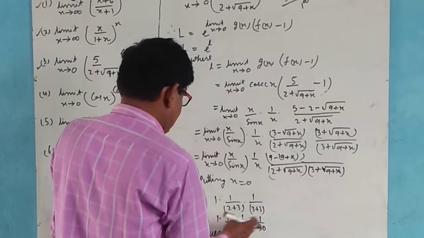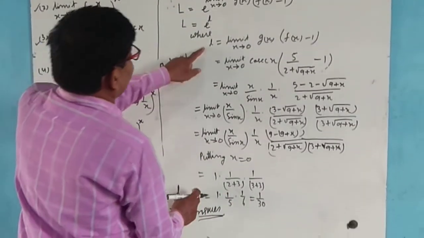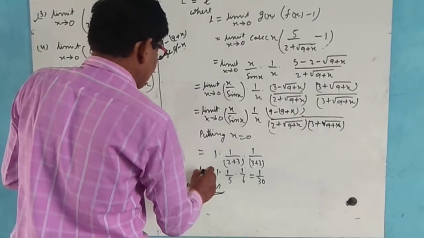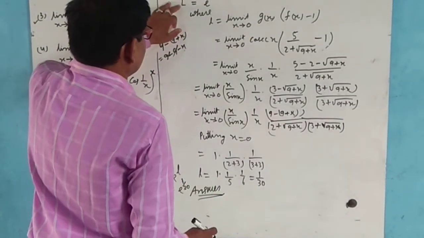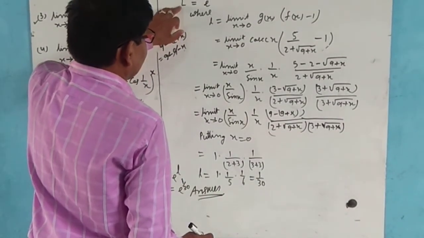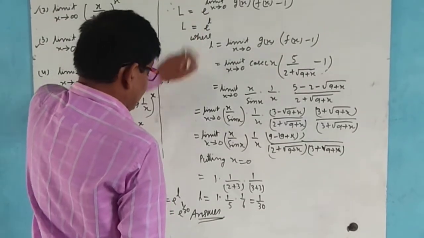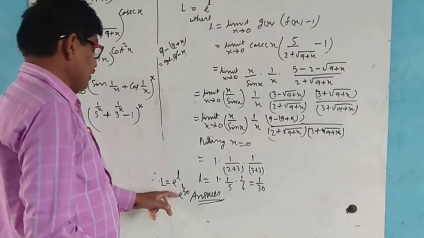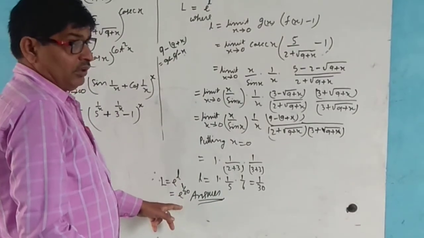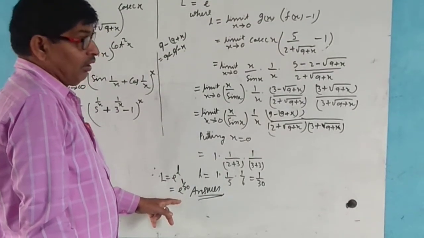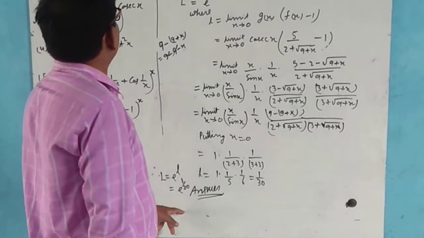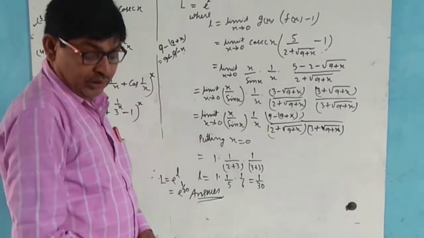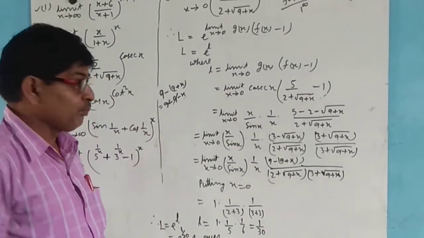This is equal to 1 by 5, 6 is 30. So that value of L equal to 30, and we assume the answer is the value of the limit e to the power L, putting the value of this, e to the power 1 by 30. This is the answer of our limits. Now we take the next problem.